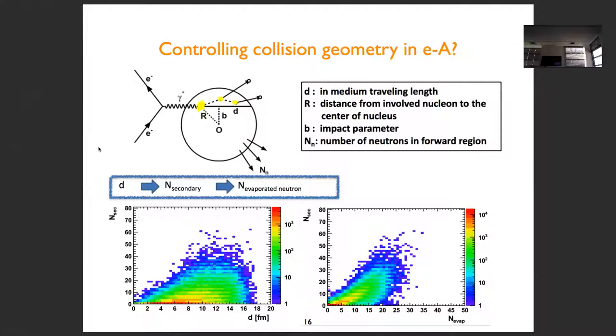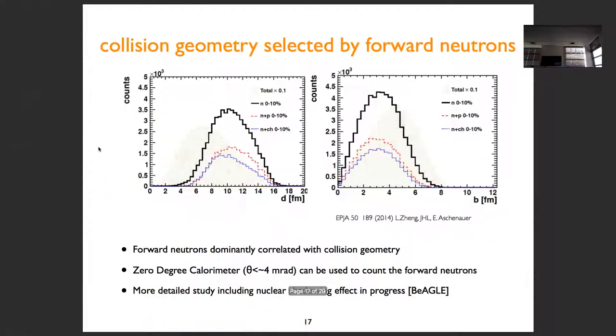So this is a correlation of this distance and the number of secondary particles coming out, and then how many neutrons boiled off. These are evaporated neutrons from these collisions. So we make the measurement of 0 degree neutrons, and then you can correlate back to what the distance is, and back to the impact parameter. Again, this is not as precise as heavy ion collisions, but we have a kind of first-order separation between the quote-unquote very central and non-central.